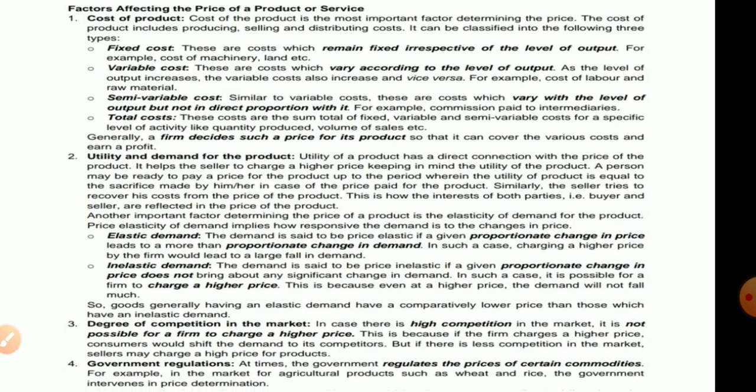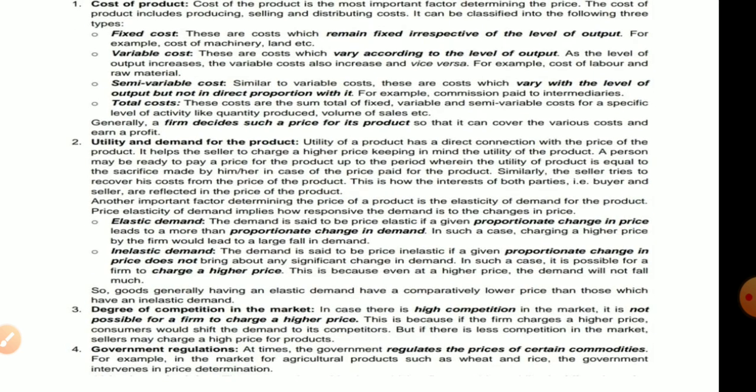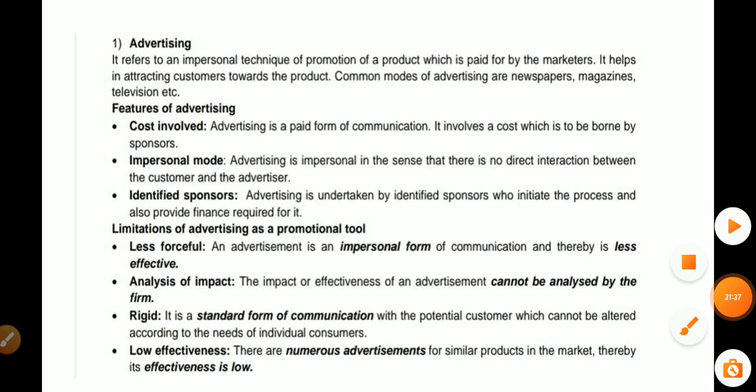Now, the degree of competition in the market is quite important to ascertain. If there is higher competition, it is not possible for the firm to increase the price according to their needs. They should ascertain the competitor's price also. Government regulation: some restrictions are imposed by the government to increase or decrease the price. The price of certain commodities is regulated by the government. So, you have to ascertain these regulations which are imposed by the government.